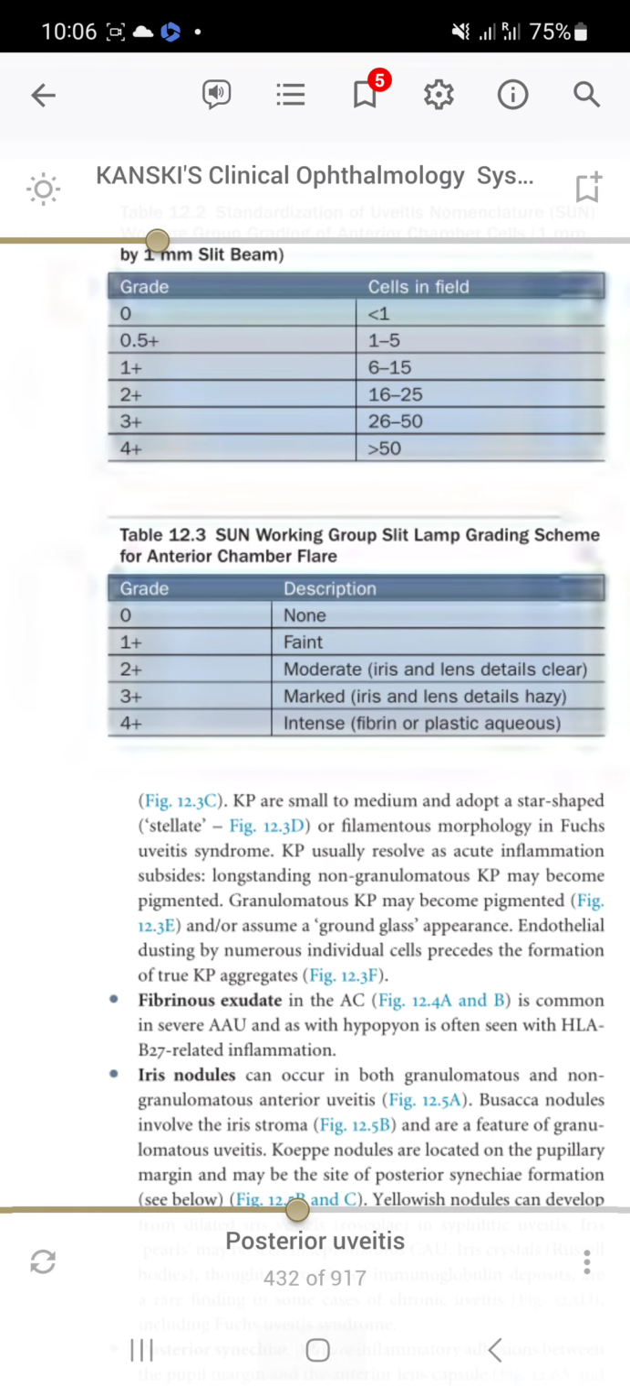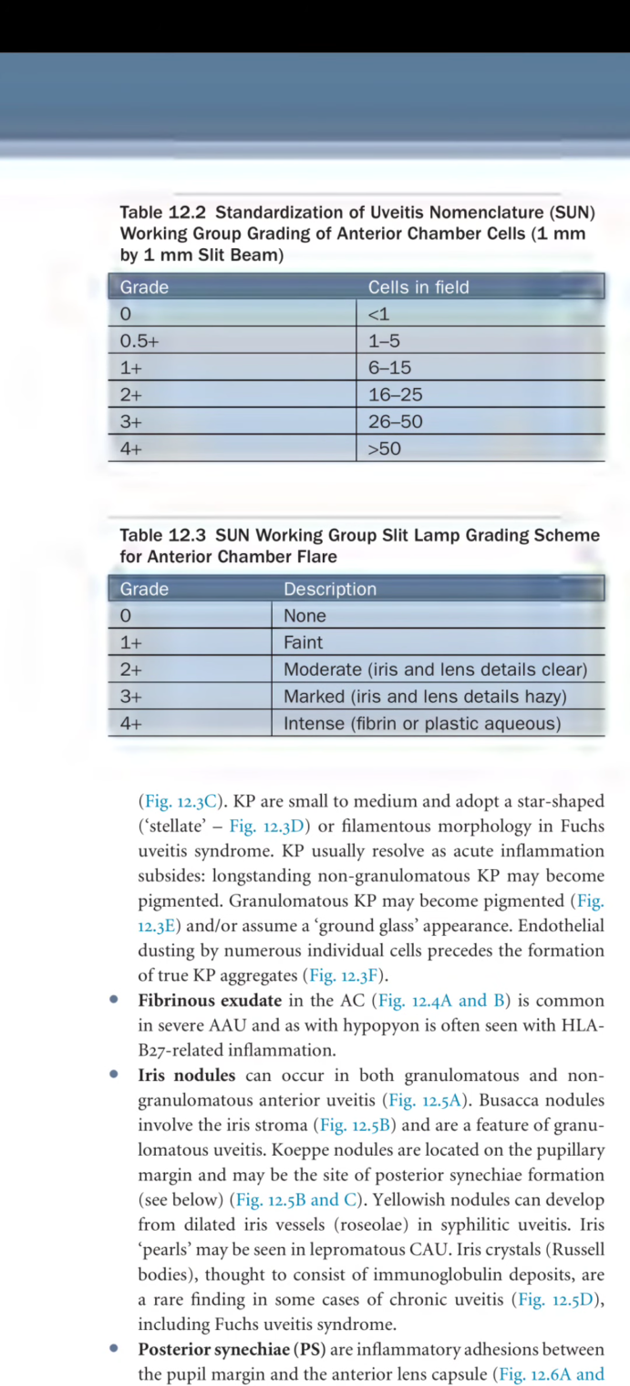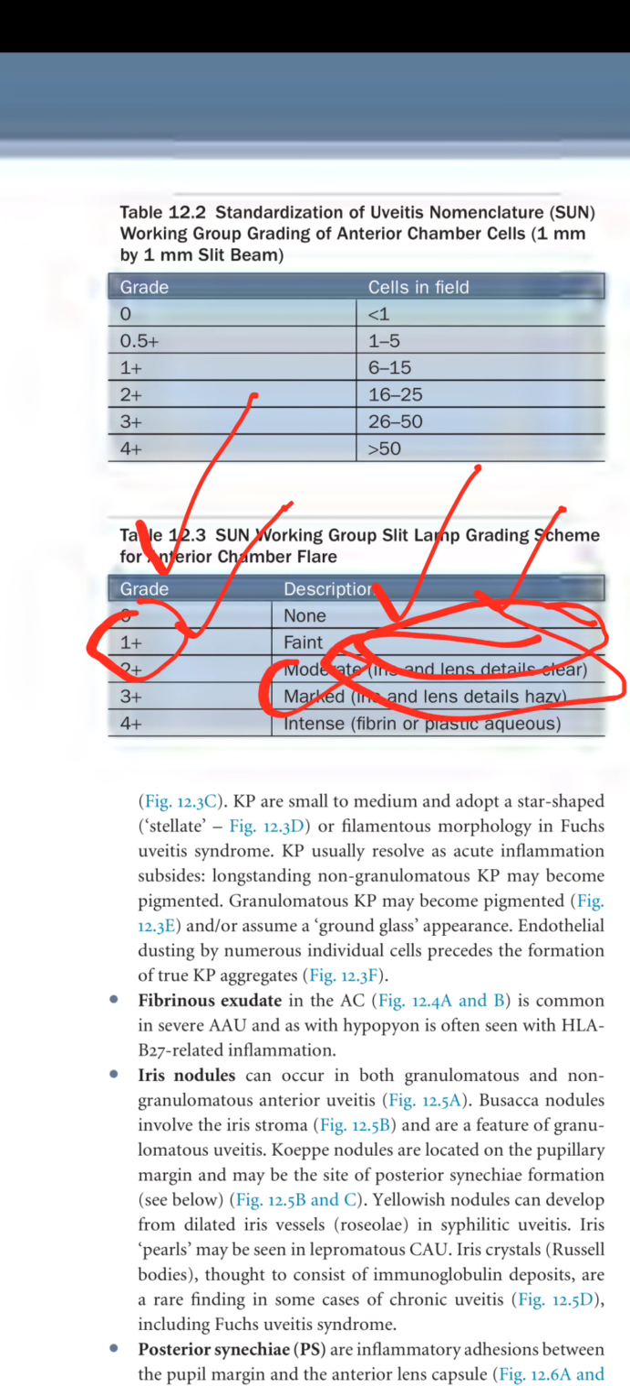So you can see here the SUN Working Group scheme of anterior chamber flare. If there is no flare, you grade it 0. If there is a faint flare, it is plus 1. In moderate flare, iris and lens detail are clear, so you give it plus 2. In marked flare, iris and lens detail are hazy, it is plus 3. If there is intense fibrin or plastic aqueous, it is plus 4.